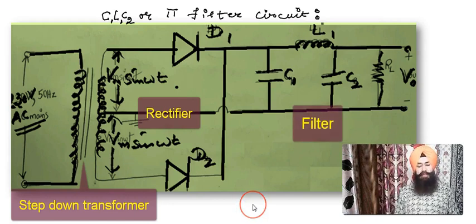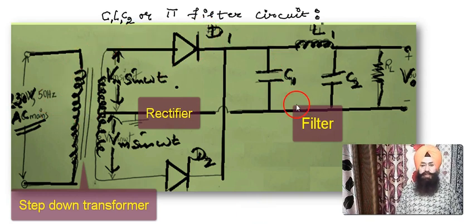Today we will discuss the ripple factor of the pi filter. First of all, what about the circuit diagram?